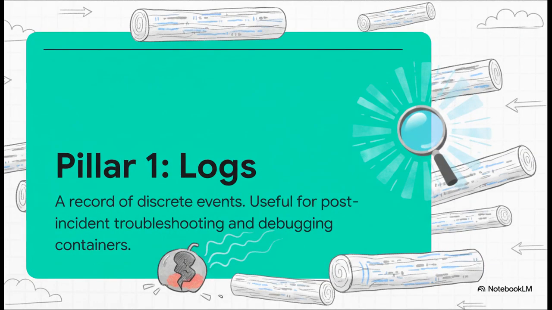First up, we've got logs. Think of logs as the story of your application. They are a blow-by-blow chronological stream of events telling you exactly what happened and when it happened. When a pod inevitably crashes, the very first thing you're going to do is check its logs to piece together the story of what went wrong.